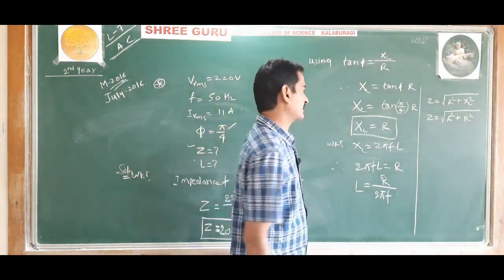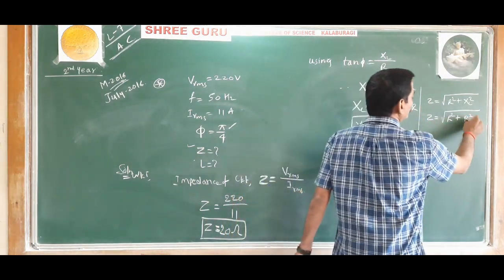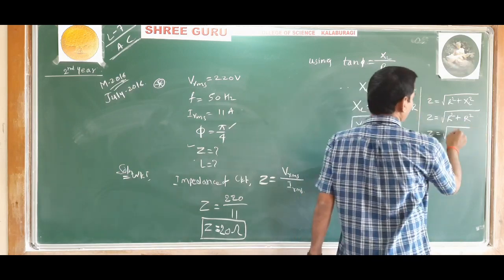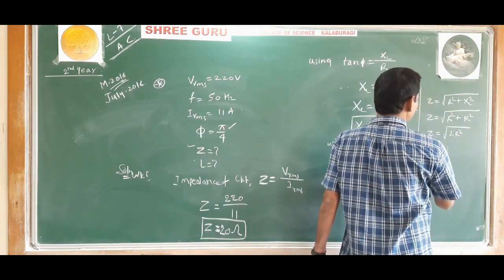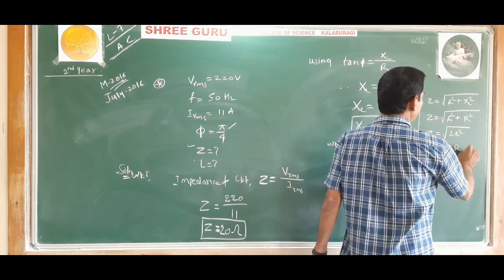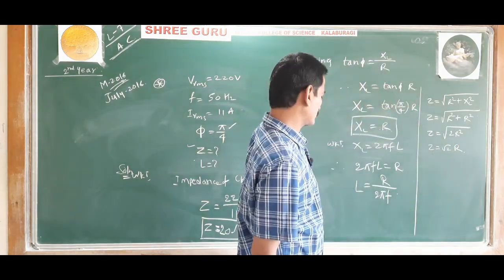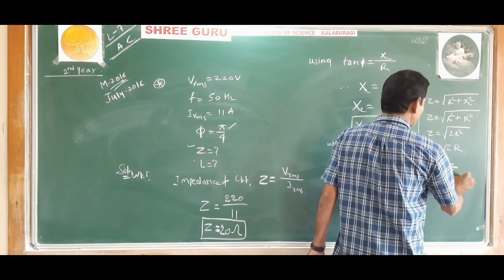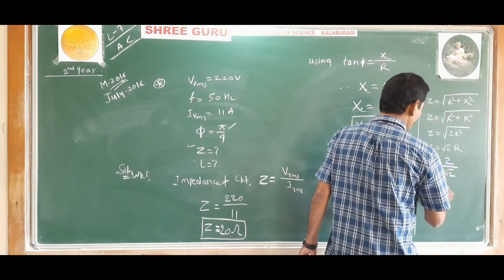In this particular question, XL is the same as R, so therefore R square. So Z is equal to under root of R square plus R square, which is 2R square. So Z is equal to root 2 into R. So R is equal to Z divided by root 2.